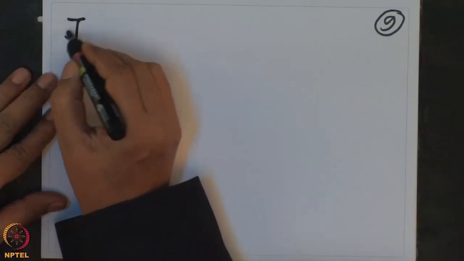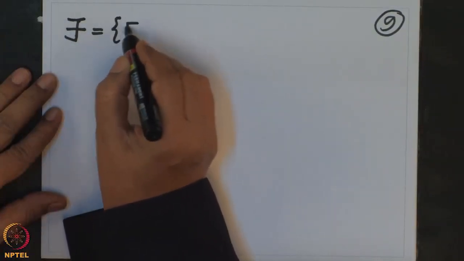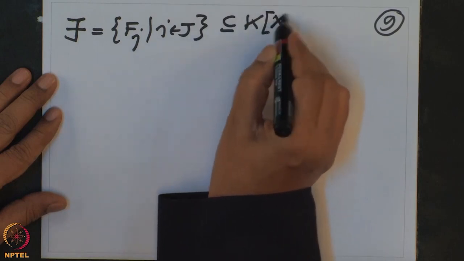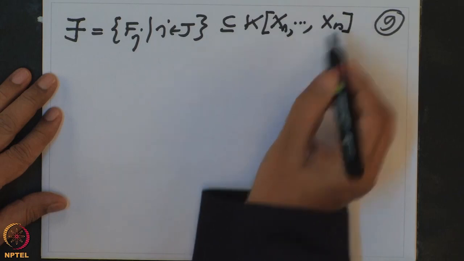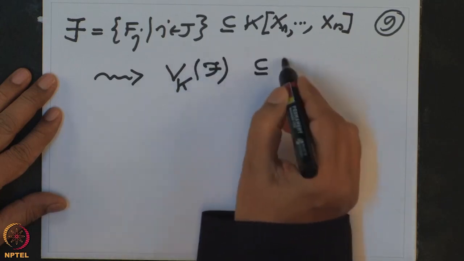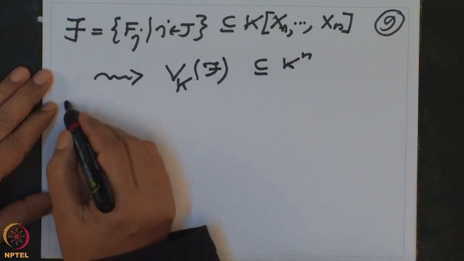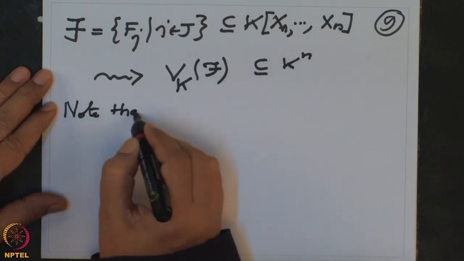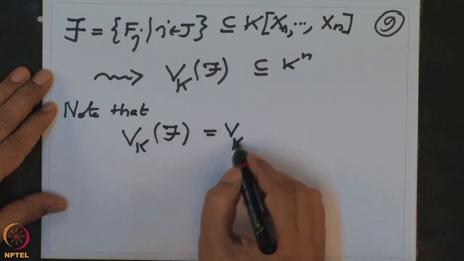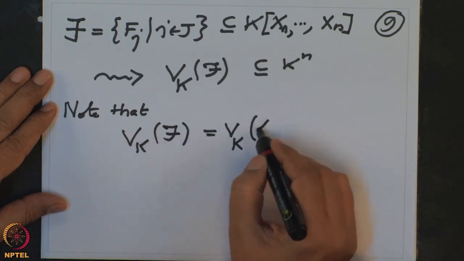So, now before I go on, I want to make a couple of remarks. That means to a subset F of the polynomials in several variables over k, we have defined a subset V_k of F. This is a subset of k^n. So first of all, note that these are very easy to check. Note that V_k of F is the same thing as V_k of the ideal generated by F.